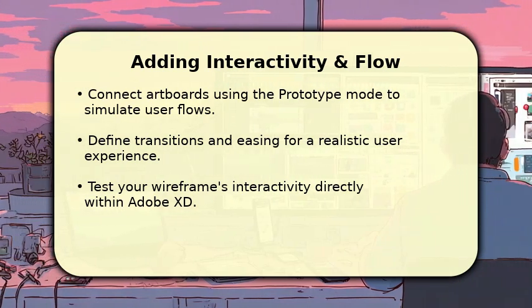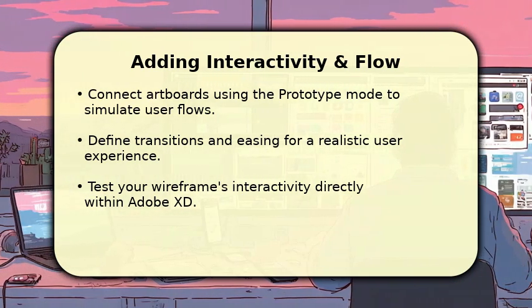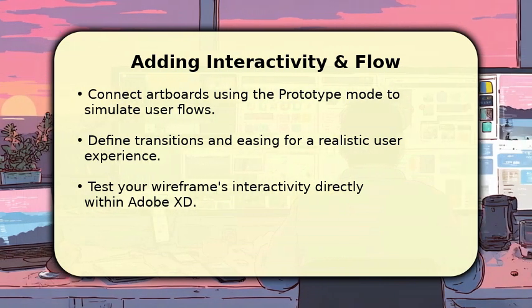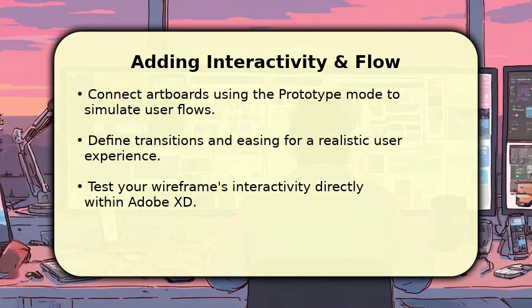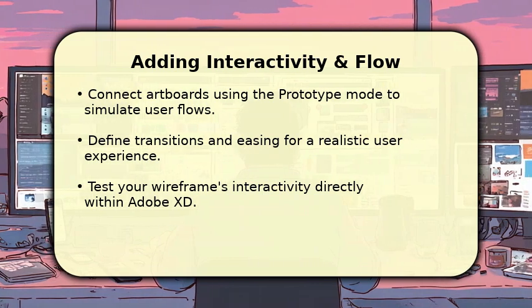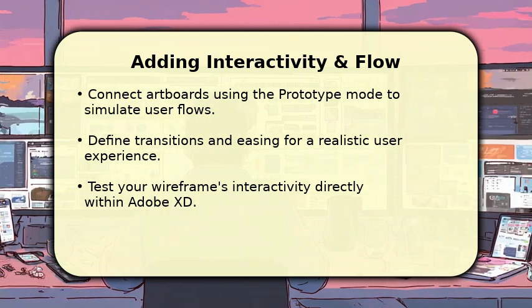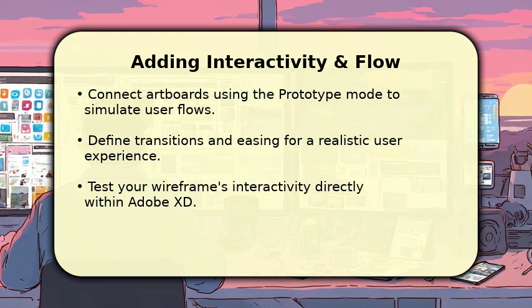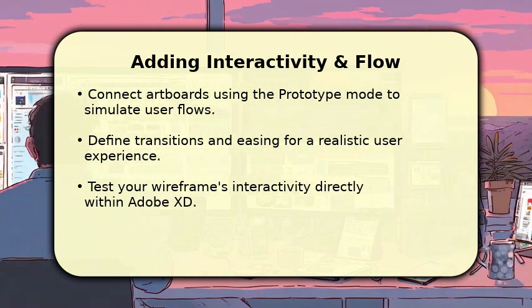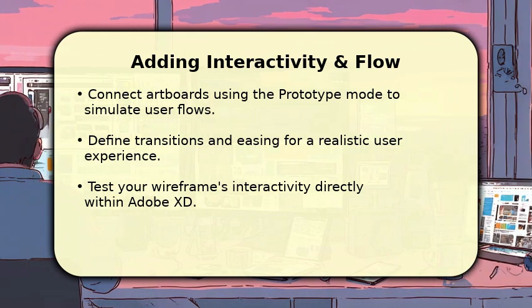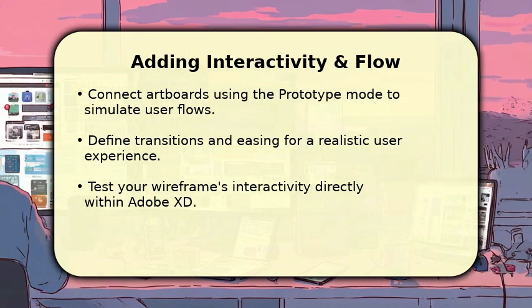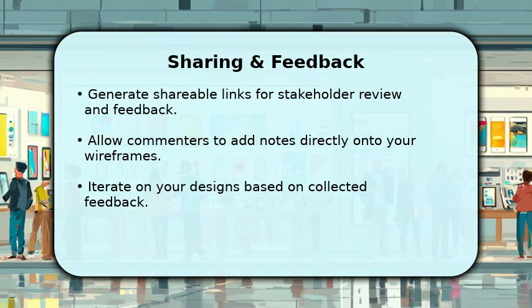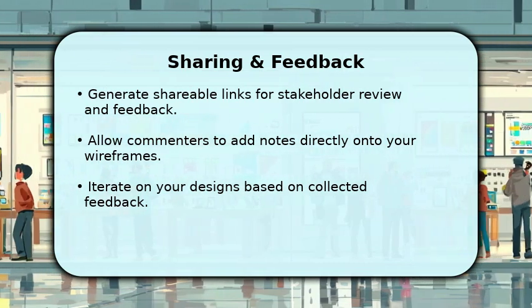Select an object, like a button, and drag the blue arrow to its destination artboard. Choose a transition, such as slide left, and an easing option like ease out for a smoother feel. You can set the duration to 0.3 seconds for quick transitions. Test your flow by clicking the play icon in the top right corner, simulating how a user would navigate through your design. Finally, it's time to share your wireframes and gather valuable feedback.